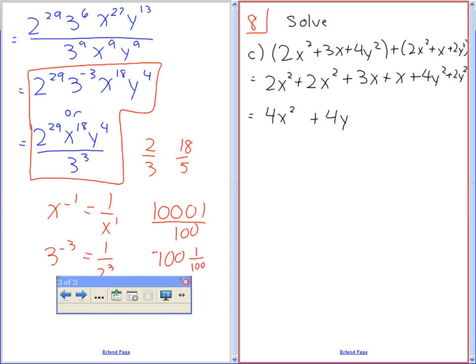Oh, it's okay. Sorry. So he'll help out. 4y squareds and 2y squareds is going to be what? 6y squared, right?